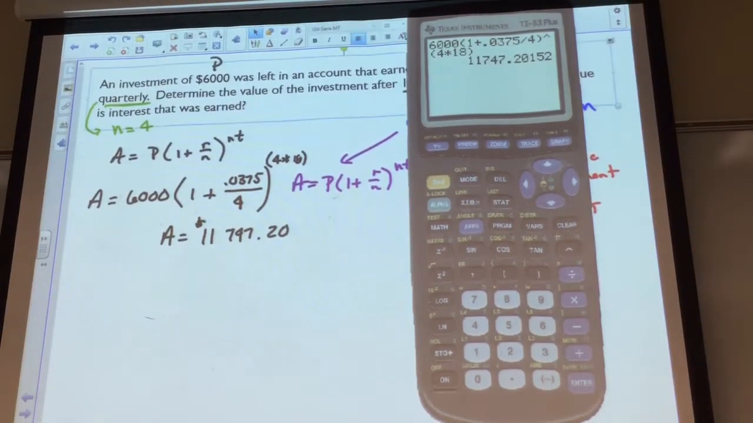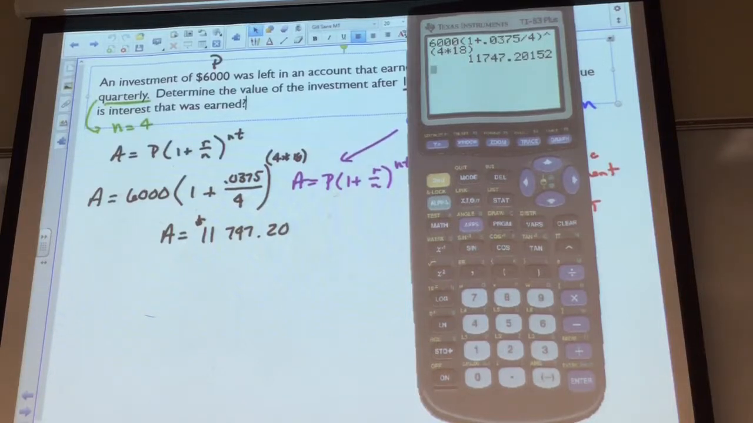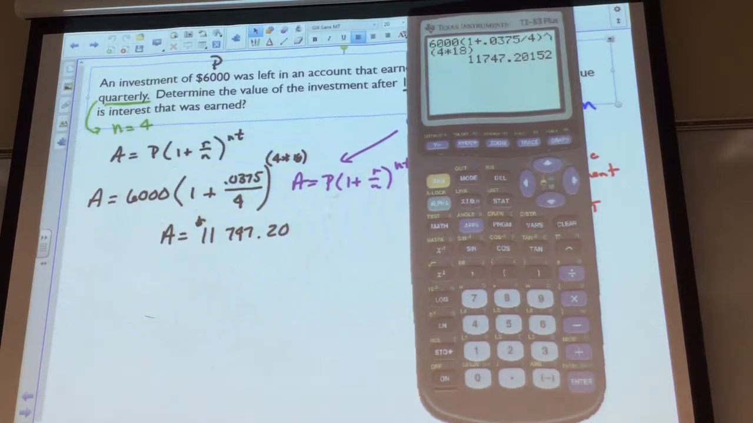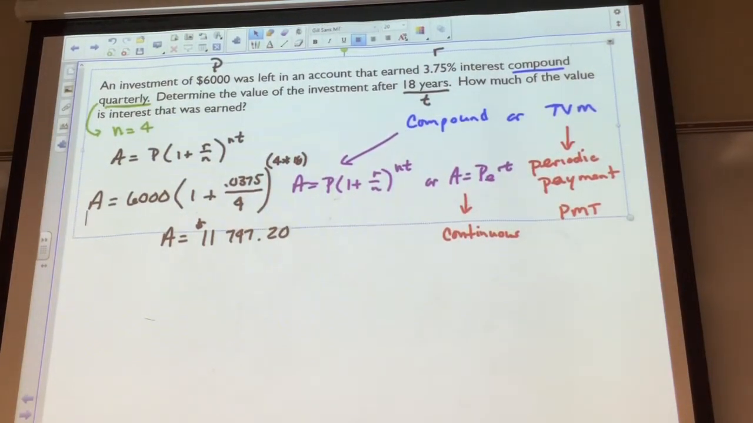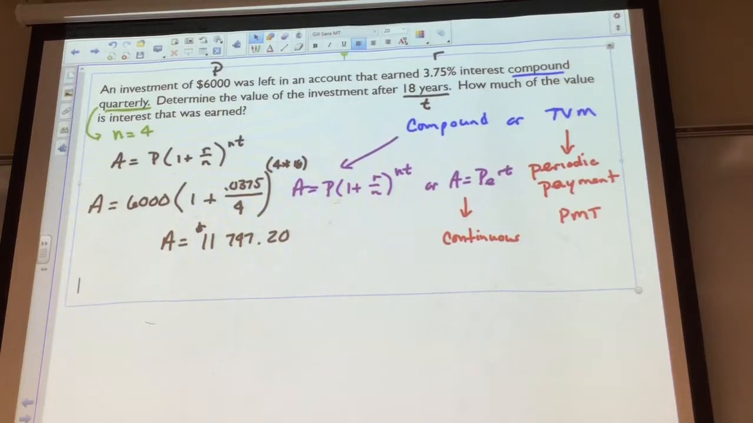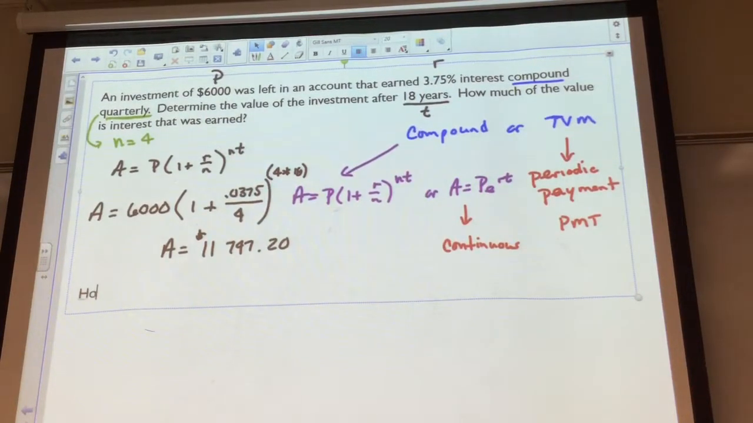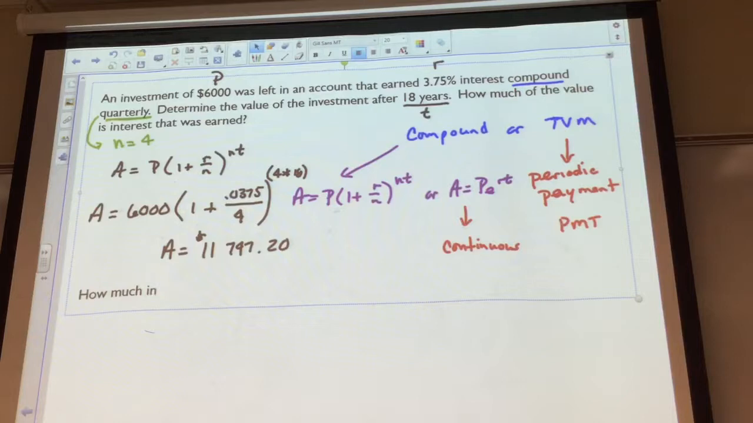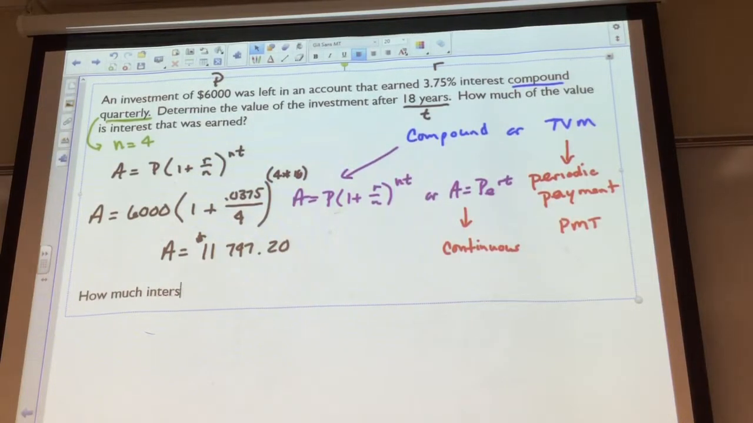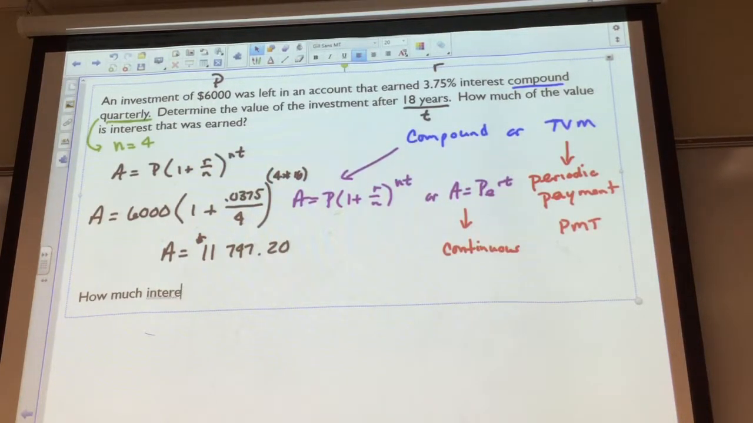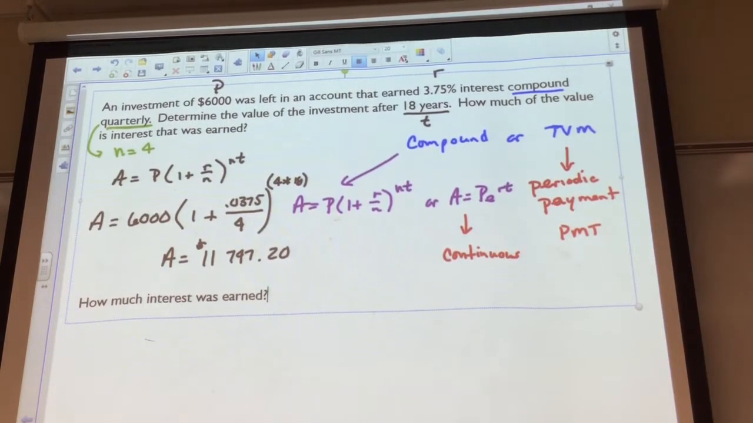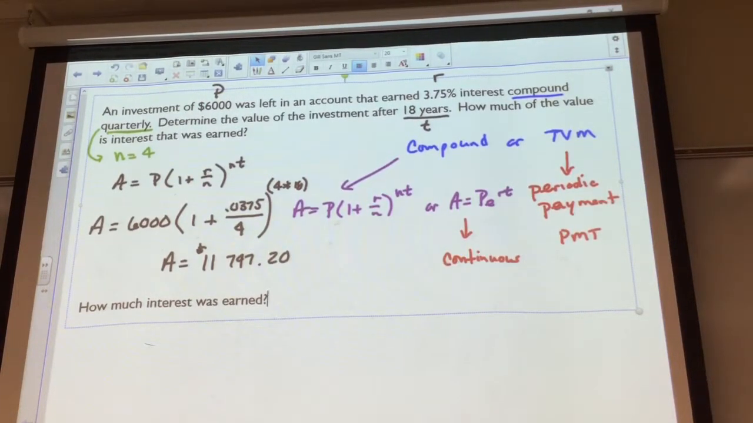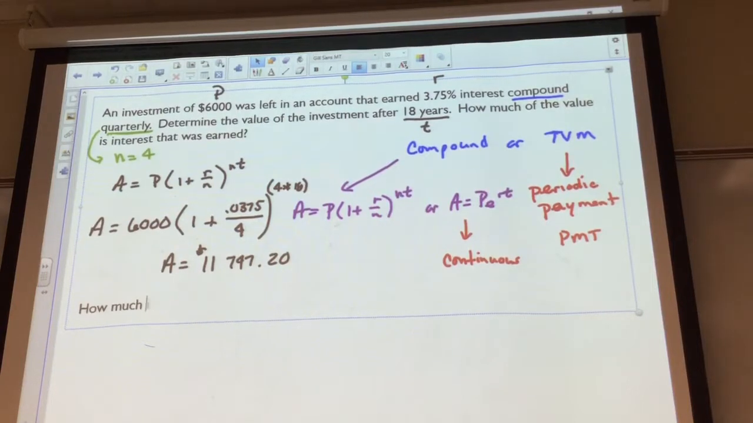So question, what happens if this was not the question that was asked? What happens if the question that you were asked was, how much interest was earned? Well, they did ask that question, didn't they? Okay, so stupid me. Don't need that.